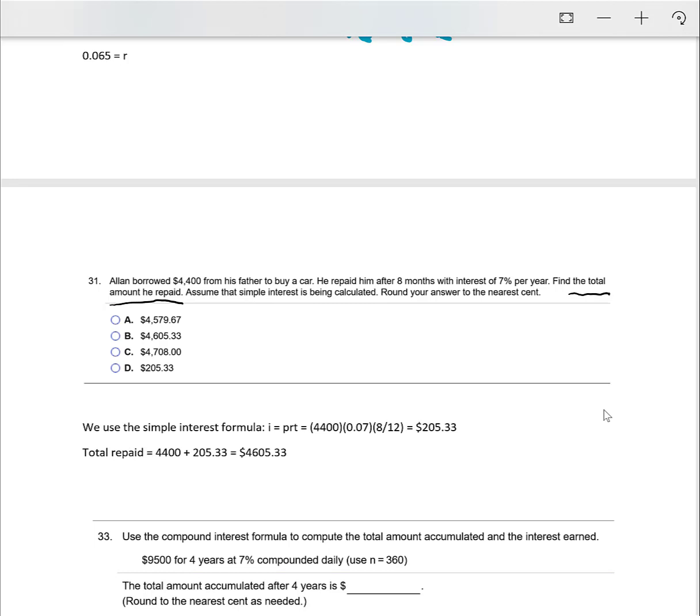So we'll use the simple interest formula to find the interest. Principal is $4,400, 7% interest rate. He borrowed for 8 months, so the time is 8 over 12. So I came out with an interest of $205.33. How much does he have to pay back, though? He has to pay his father back the interest plus the principal, so the total payment back to his father is going to be answer B, which is $4,605.33.